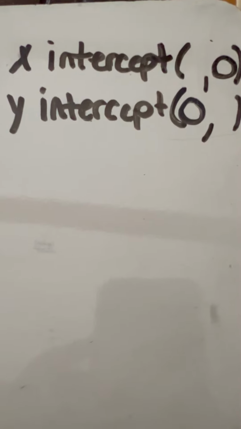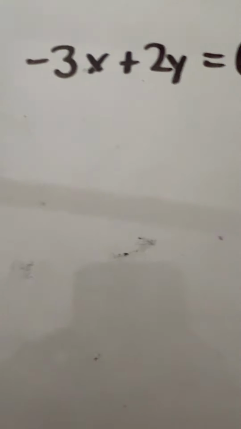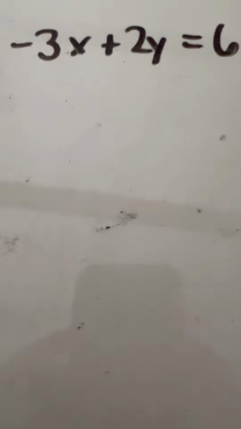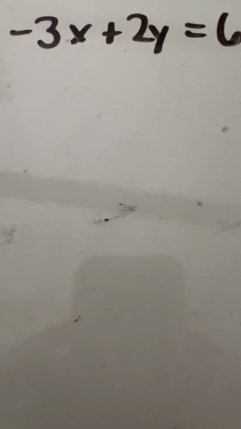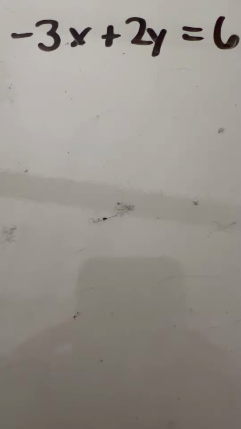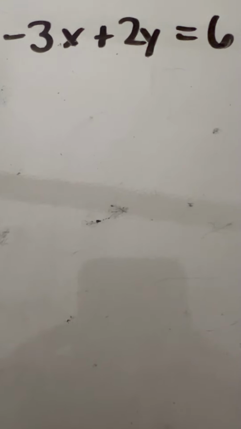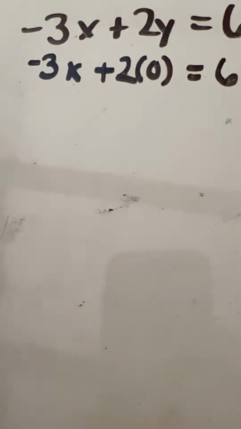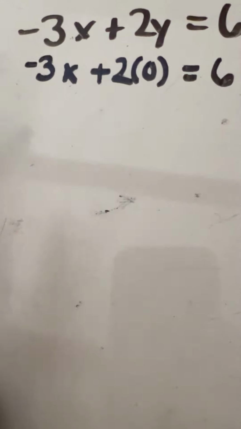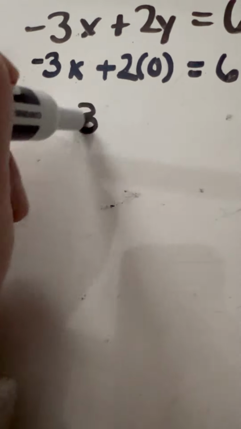So now all we're going to do is take a look at this equation, and we will start off with the x-intercept first. When the x-intercept is what we're looking for, we're going to solve for x, which means we replace the y with 0. So you really have negative 3x plus 2 times 0, and it's equal to 6.